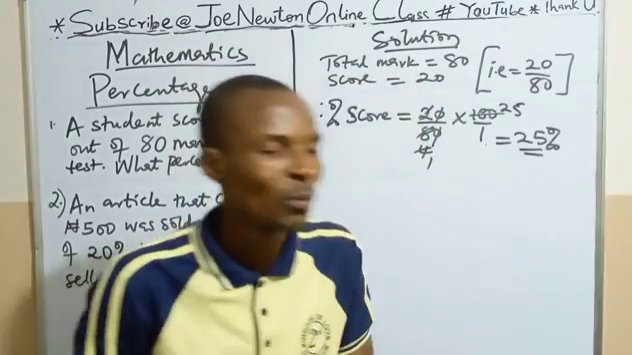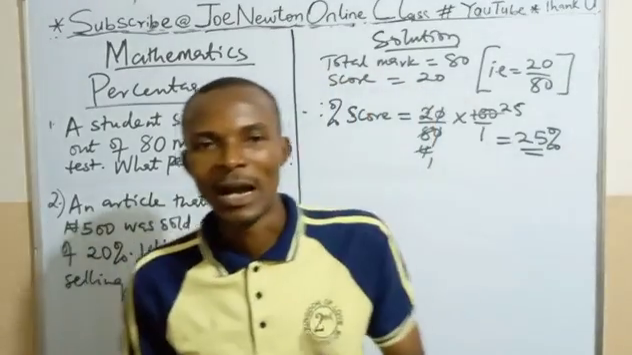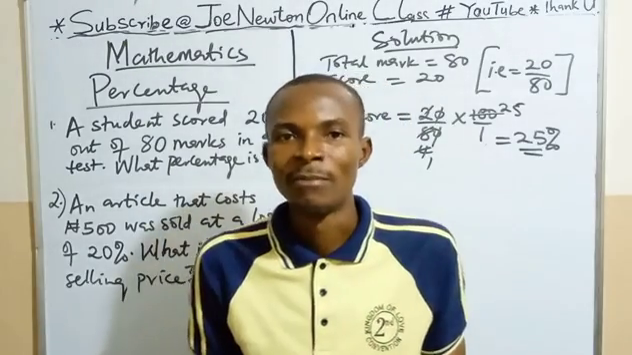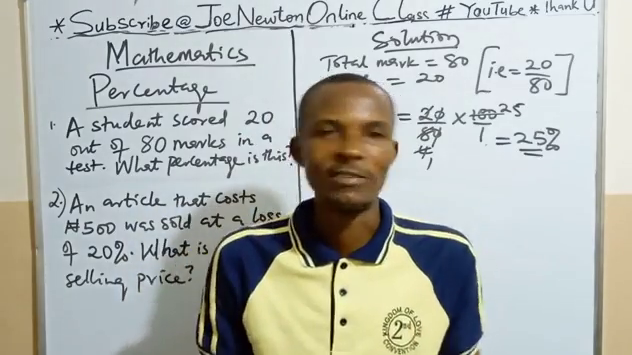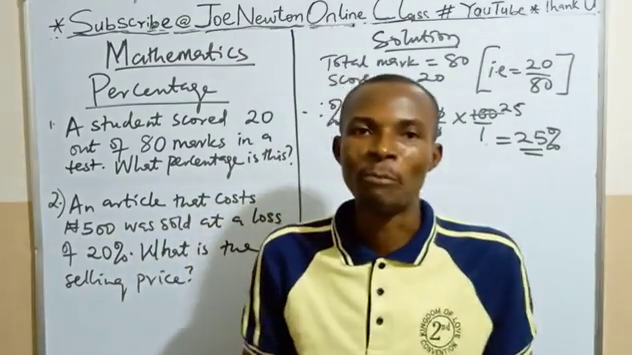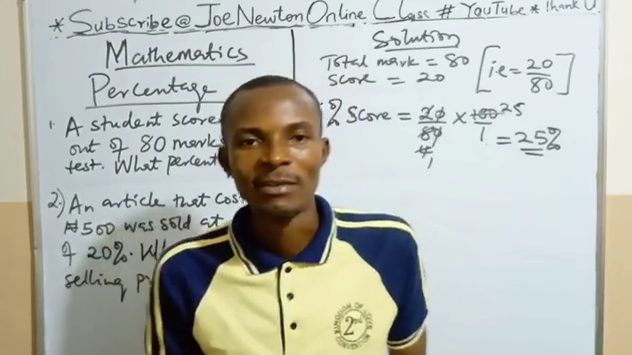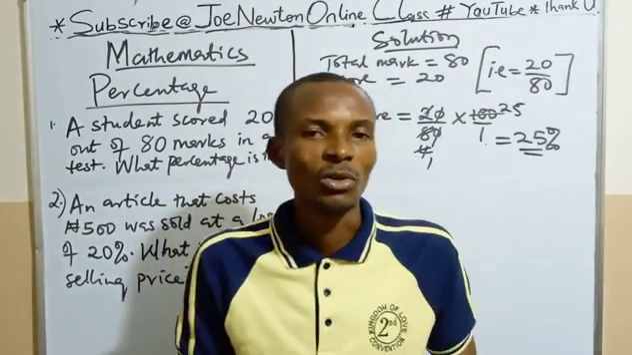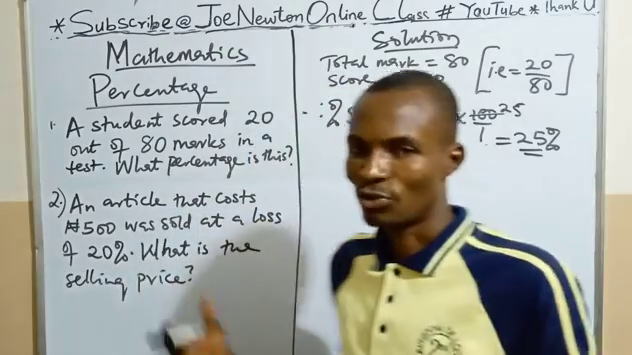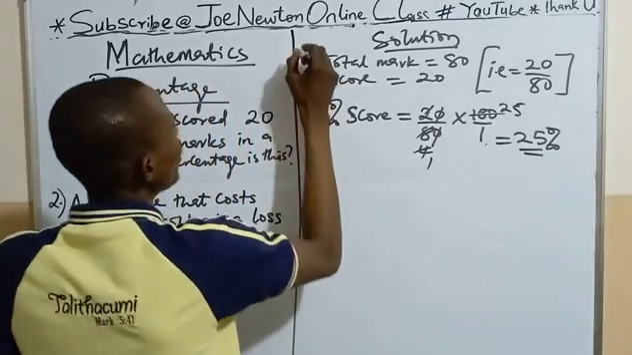So let us look at the solution quickly. First of all, we should know that if somebody sells and incurs a loss, then it implies that the cost price is greater than the selling price. For you to make a profit or gain in business, it implies that the selling price is greater than the cost price. So in this case, this person made a loss, but we have to find the selling price. Good. Okay, quickly, that is for number 1.